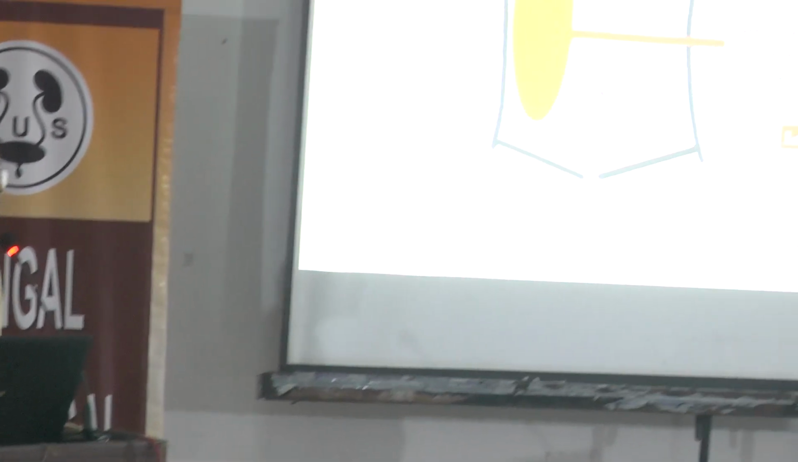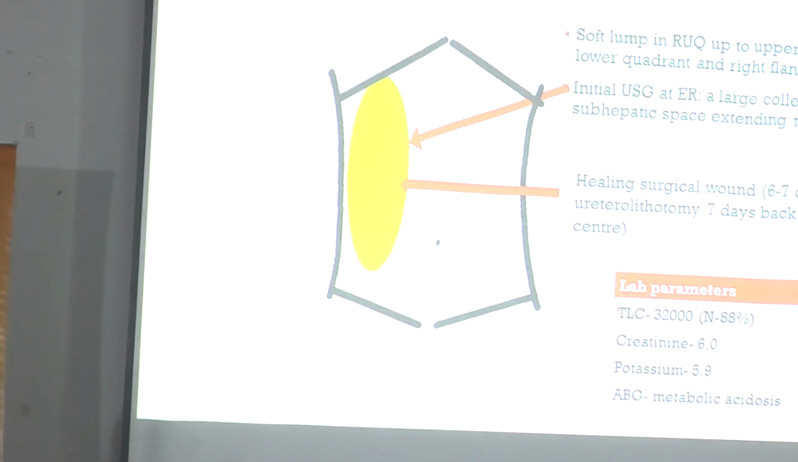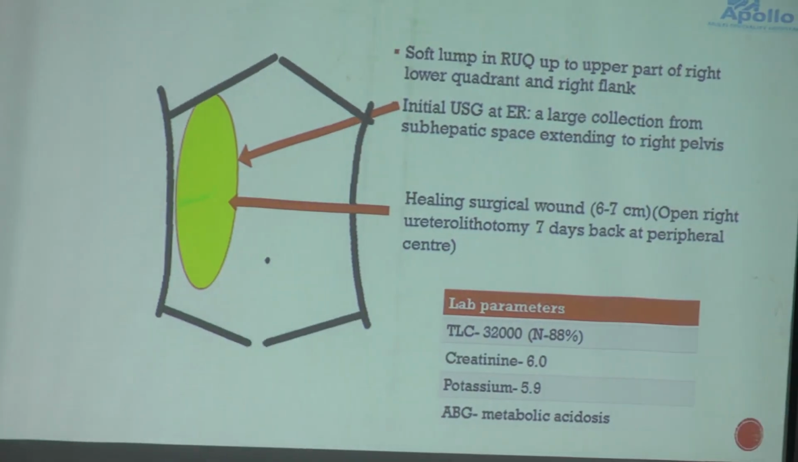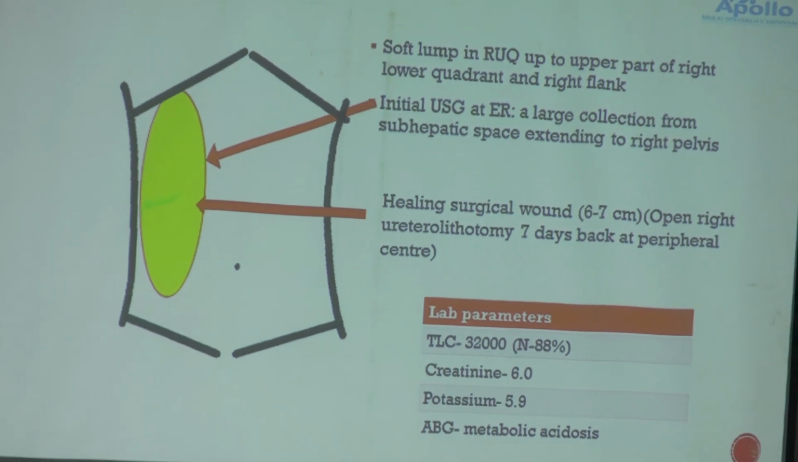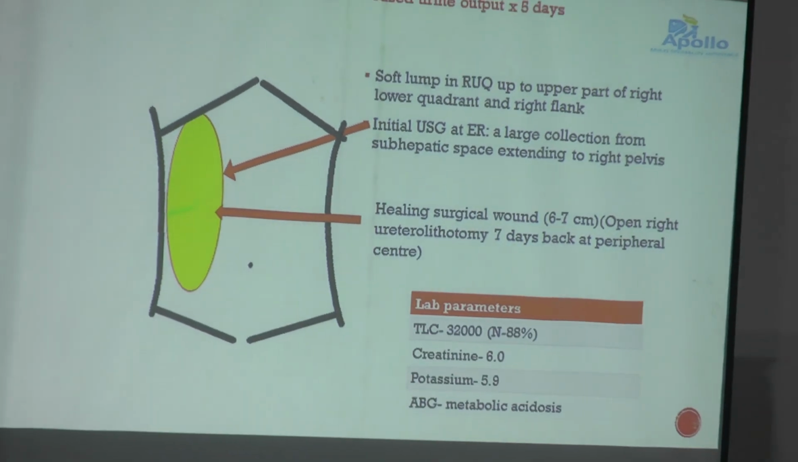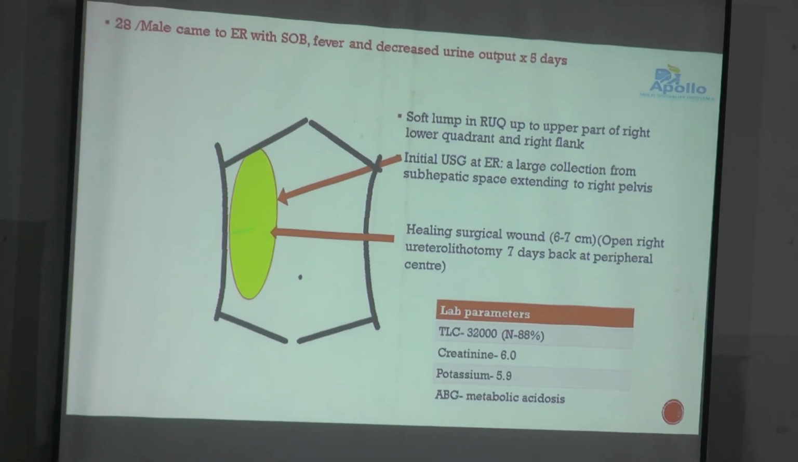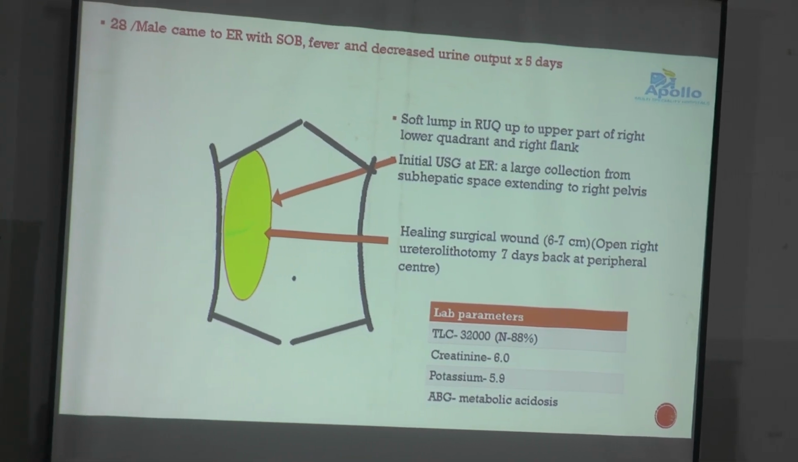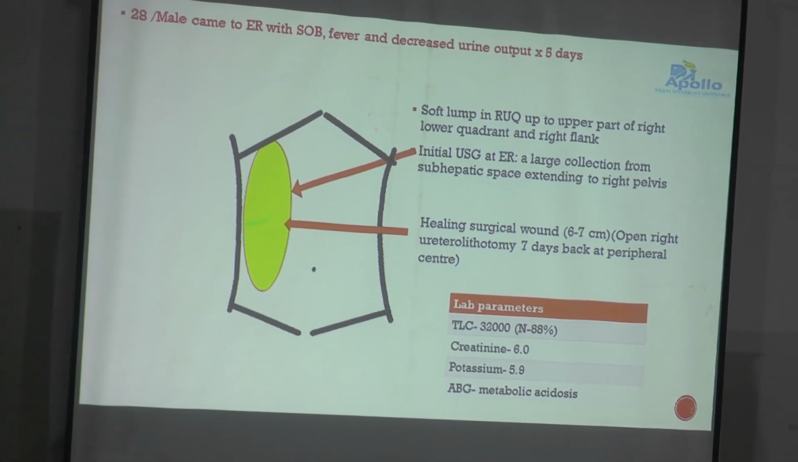This is a 28-year-old male who came to the emergency department with complaints of shortness of breath, fever and decreased urinary output for 5 days. On examination, the patient's outlook was septic and he had a lump which was palpable from the right-sided costal margin till the upper part of the right lower quadrant.